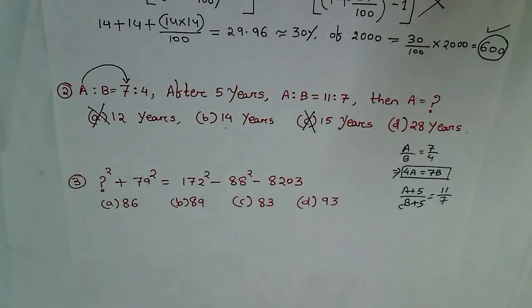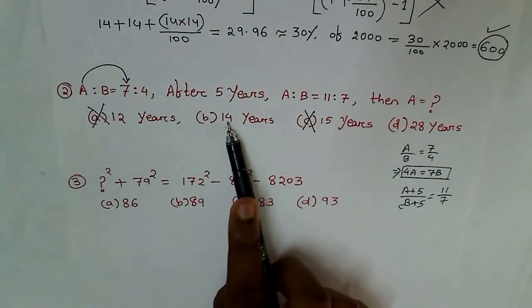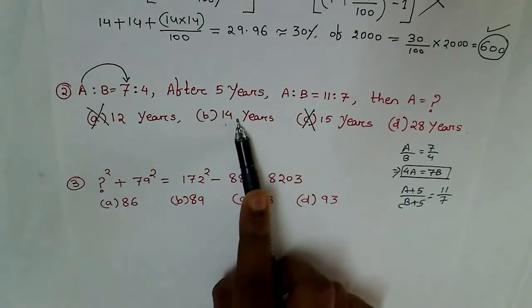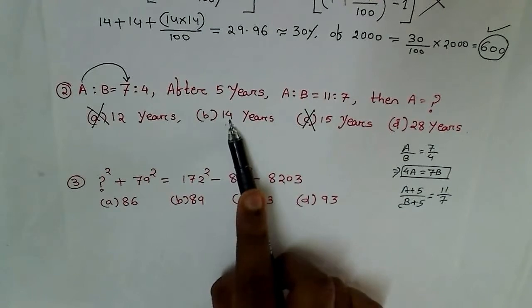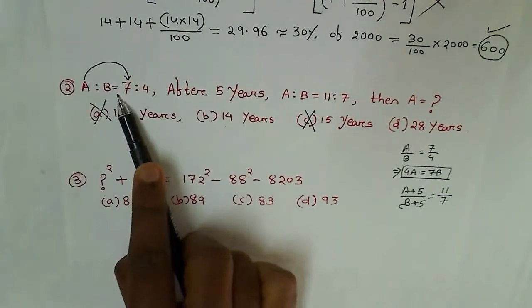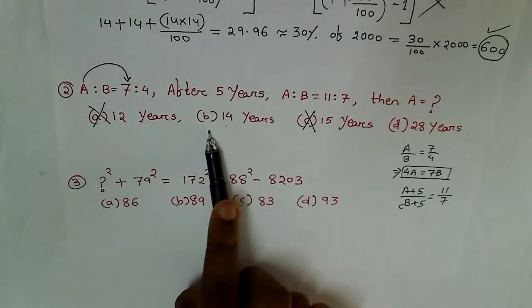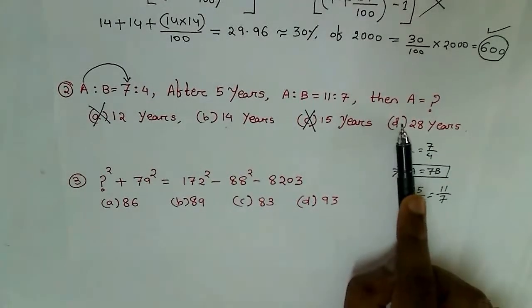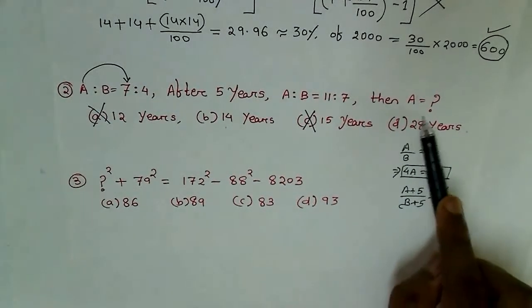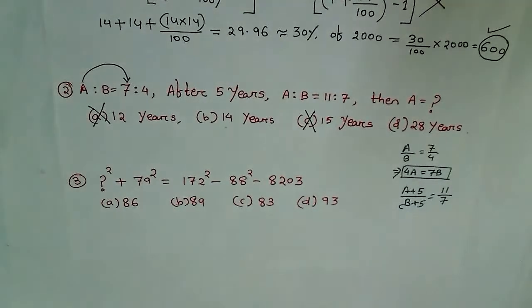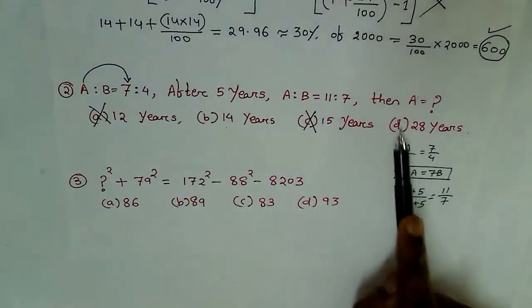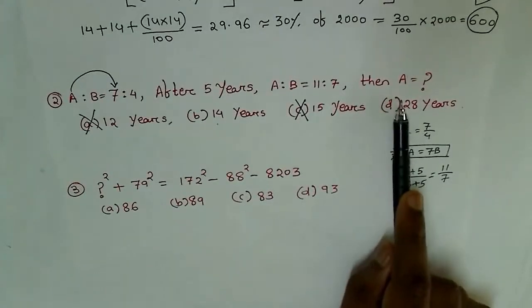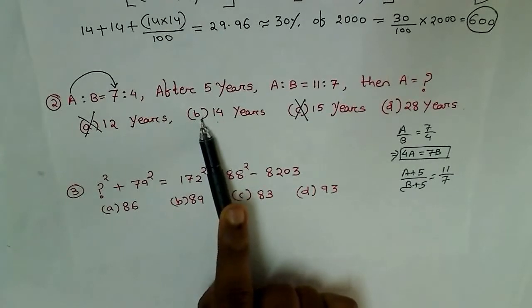Clear? Suppose, for example, in the question paper, instead of 14, they give 15 or 13 or 16. Suppose they give 16 instead of 14 here. Is 16 a multiple of 7? No. So this cannot be the right answer, and the only option left is option D. Again, suppose instead of 28, they have given 29 or 30. Is 30 divisible by 7? No. So this cannot be the right answer, and our right answer will be option B.